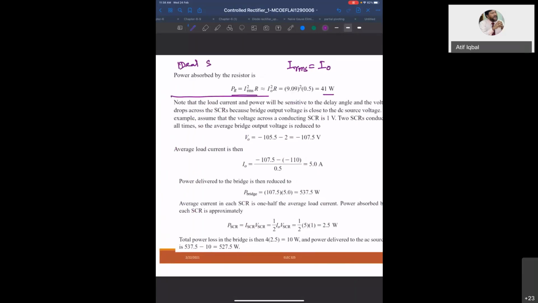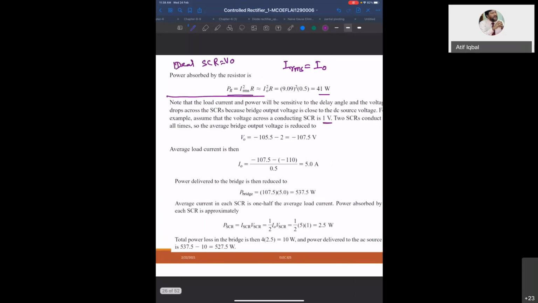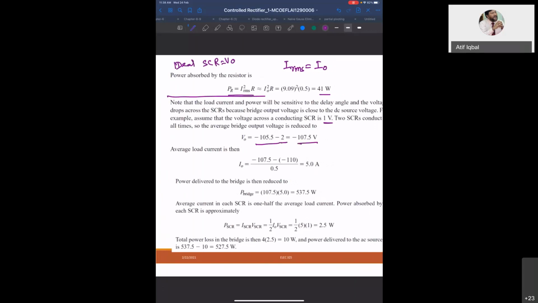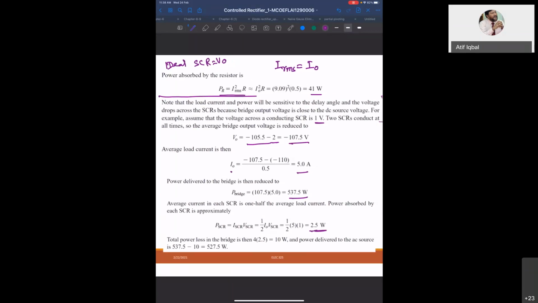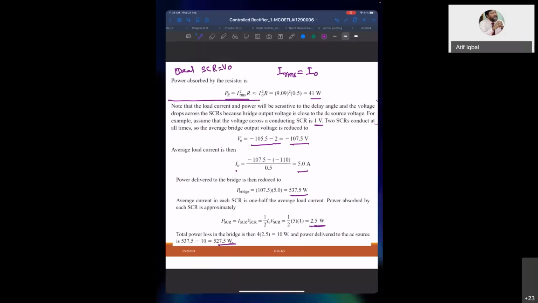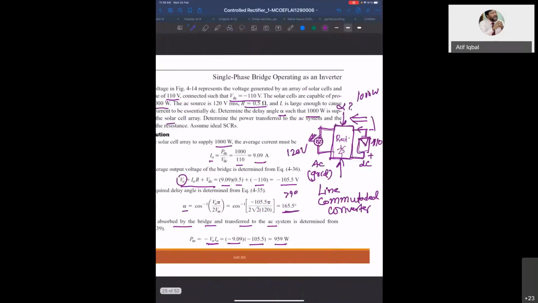Ideal, when the voltage across SCR is zero. Now, if you assume that the SCR also has a drop of 1 volt, then in that case, this 105 will be 107 volt, and since 2 SCRs conduct at one time, you have to add 2 volt in this. Then the average current will be 5 ampere, then the power delivered will be 537.5, and the power loss in the SCR, so the total power that the bridge will supply is this much. Okay, so this is what you get when you have the non-ideal condition. So this example is important from your exam point of view.